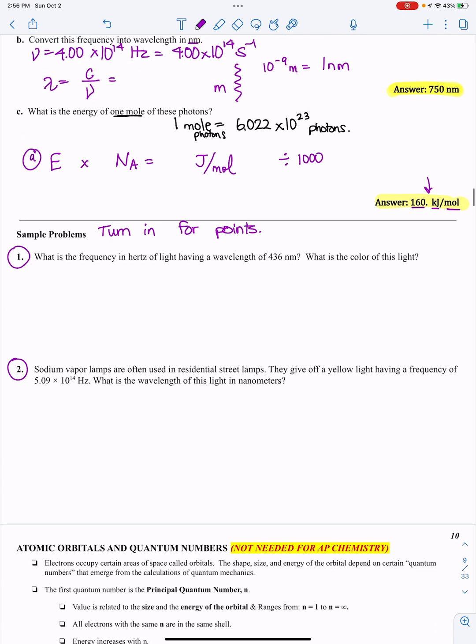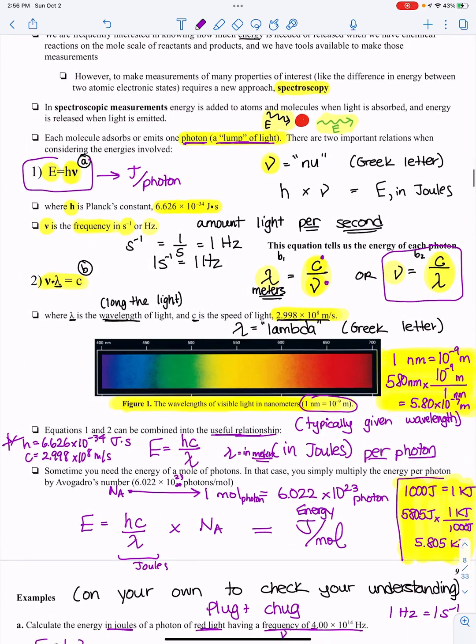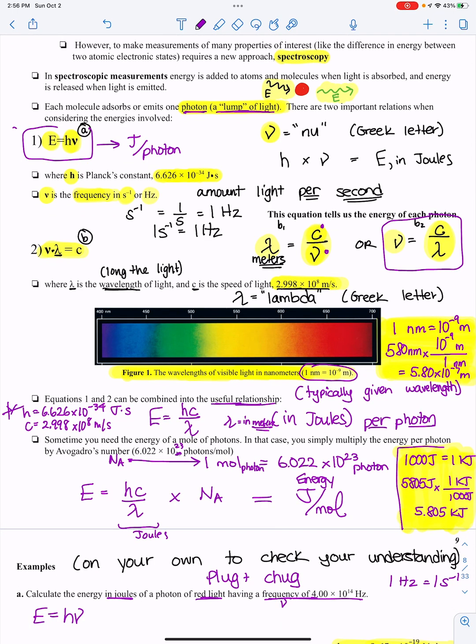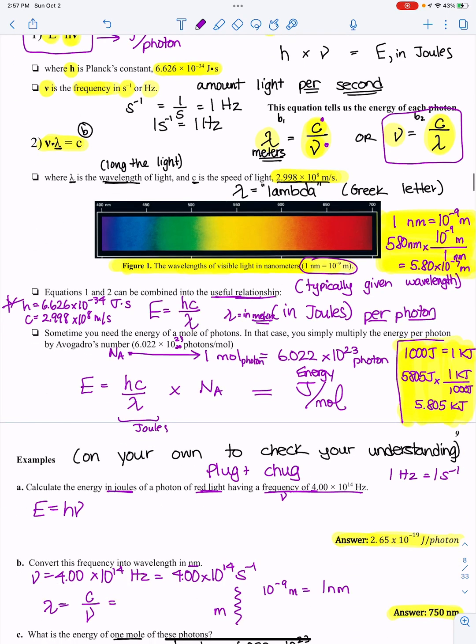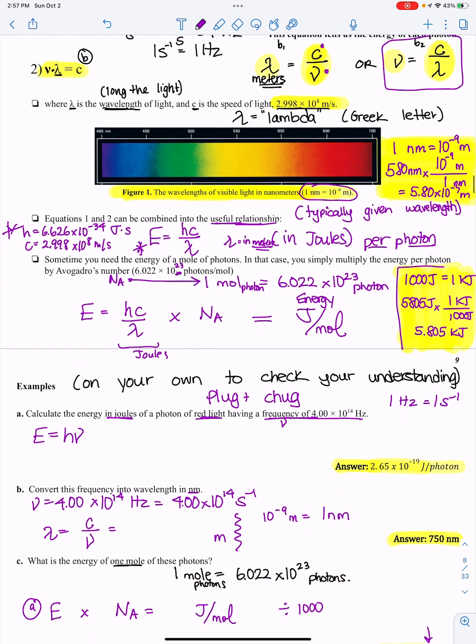Alrighty, so that's it. So we learned about 3 to 4 equations here. We have E equals h nu, very important. We have nu is equal to c over lambda. That helps me go from frequency to wavelength and vice versa, or wavelength to frequency. If we combine those two, I'll get E equals hc over lambda. That helps me get my energy if I know my wavelength. That's it. And then finally, if I multiply by Avogadro's number, that's 6.022 times 10 to the 23rd, I'll get my energy in joules per mole.